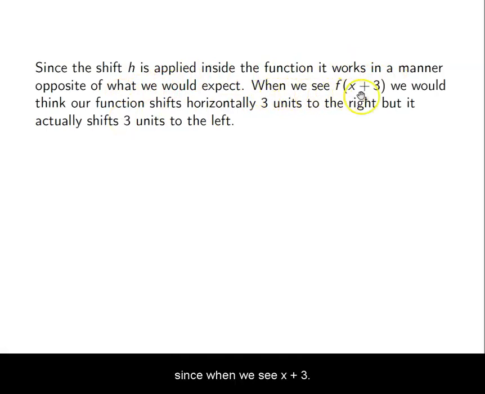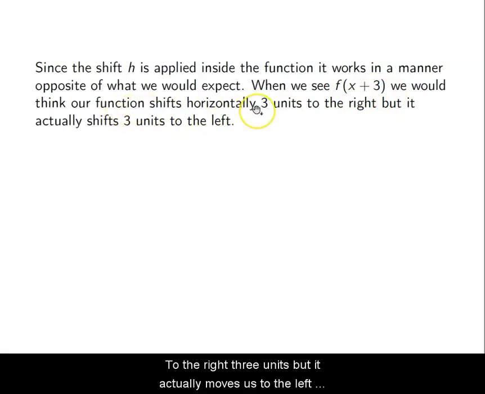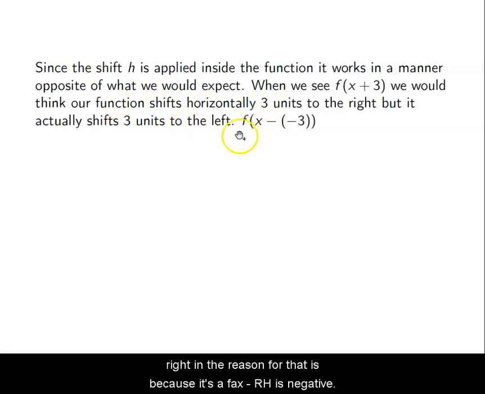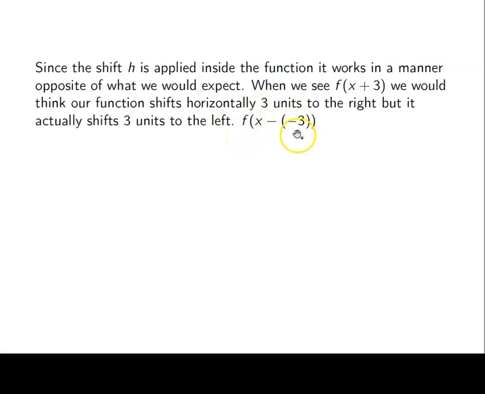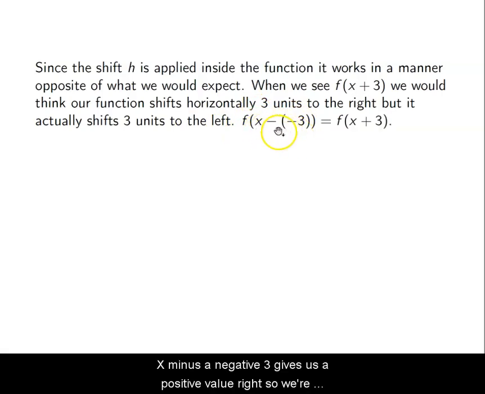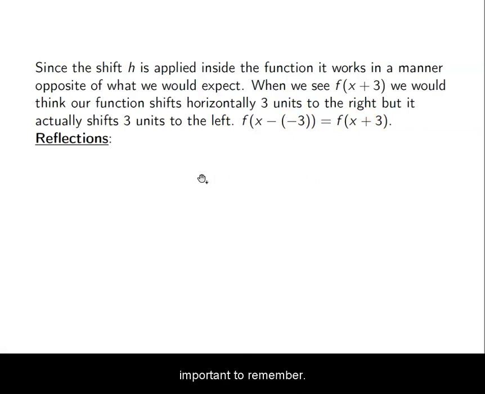So for instance, when we see x plus 3, you would think it moves us to the right 3 units, but it actually moves us to the left, right? And the reason for that is because it's f of x minus our h, and h is negative, right? So x minus a negative 3 gives us a positive value, right? So we're actually moving in the negative direction. Very, very important to remember that.